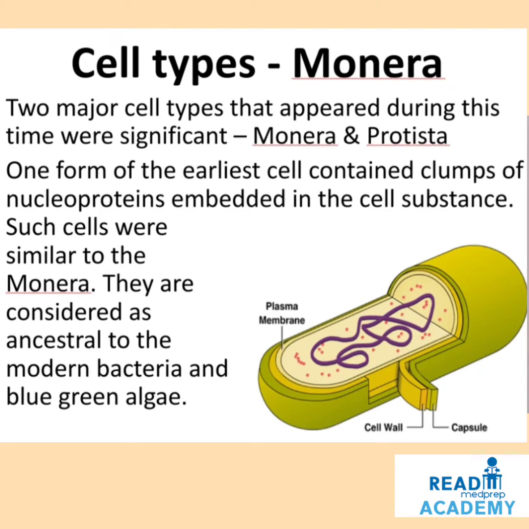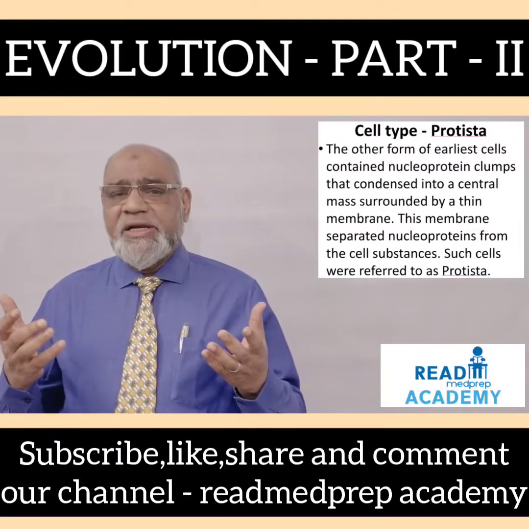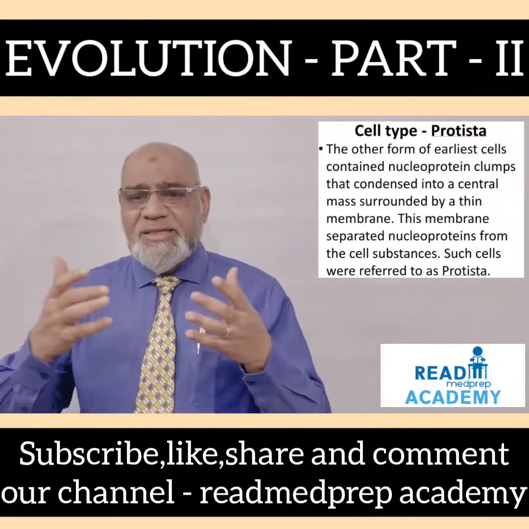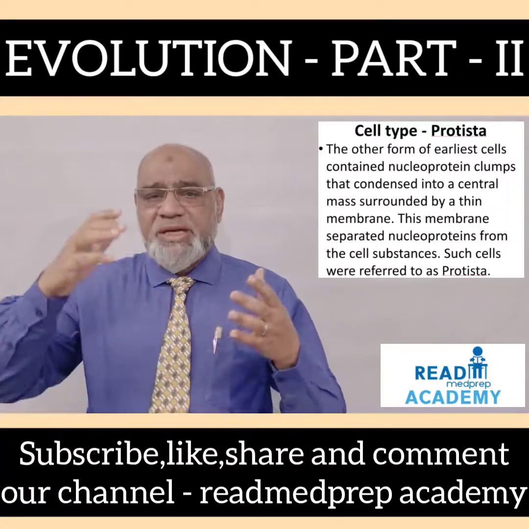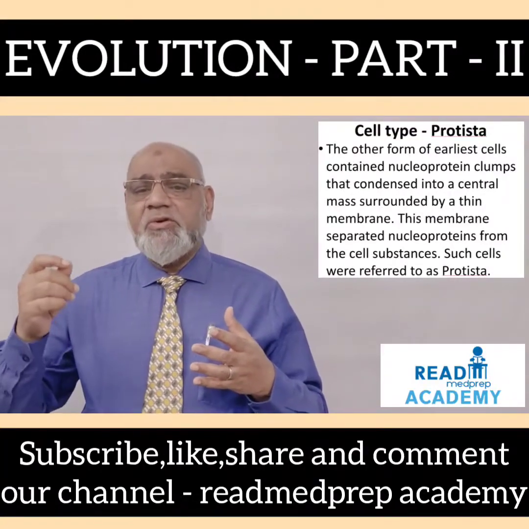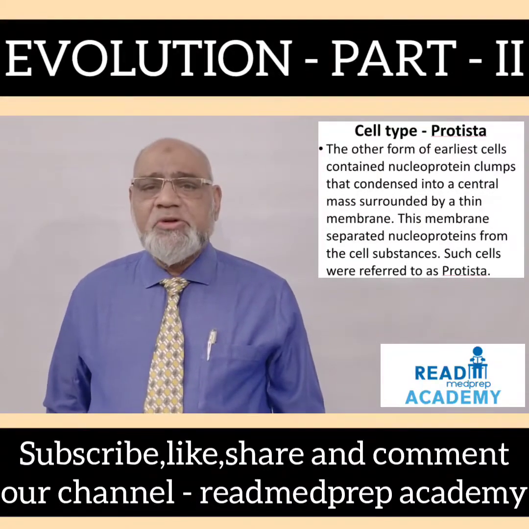and the cell membrane. Protista, which is another cell type, is the other form of earliest cells that contain nucleoprotein clumps that condensed into a central mass surrounded by a thin membrane. This membrane separated nucleoproteins from the cell substances. Such cells were referred to as Protista.